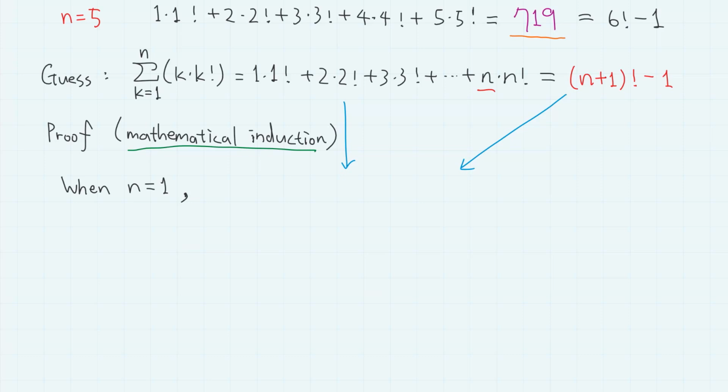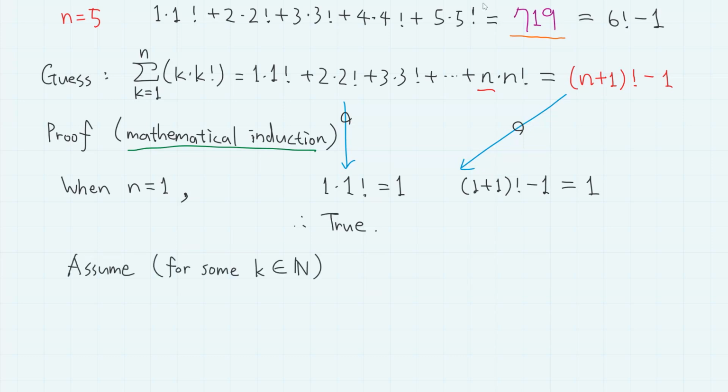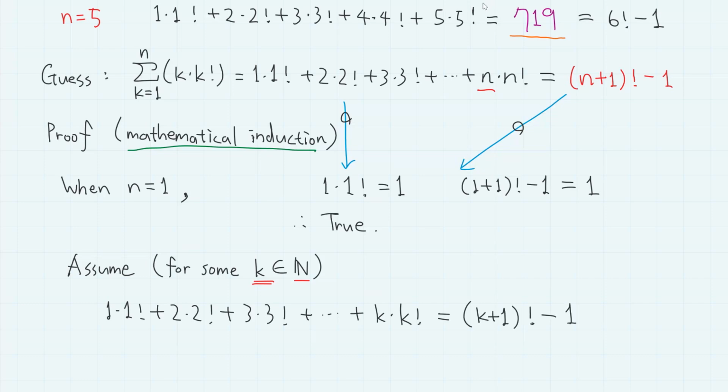First, when n equals 1, then from here we have 1 plus 1 factorial, which is 1. And from here we have 1 plus 1 factorial minus 1, which is also 1. So our guess is true when n equals 1. Now assume that for some natural number k, 1 times 1 factorial plus 2 times 2 factorial plus 3 times 3 factorial plus so on, plus k times k factorial is equal to k plus 1 factorial minus 1.